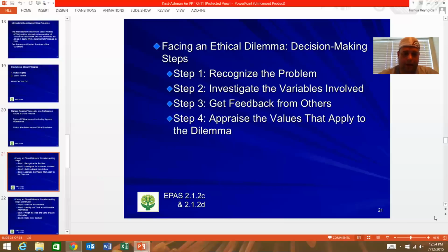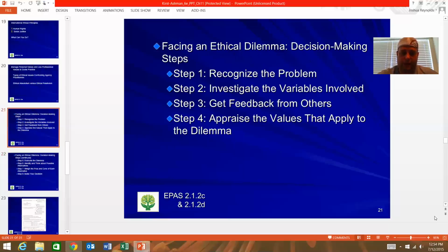All right, ethical decision making, there are eight steps. Recognize the problem, investigate, and this is a pretty similar model to the ones that we've looked at for investigating community problems as well, or community challenges. Recognize the problem, investigate the variables, get feedback, then you appraise the values that apply to the dilemma. And I've actually done this in practice where I've had conflict with colleagues where I've said, what are the social work ethics that apply to the situation, and what are my responsibilities? And so I've actually gone back to my little NASW handouts and stuff. It's been very, very helpful.